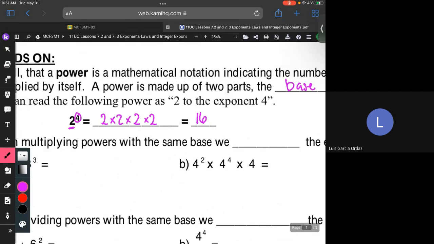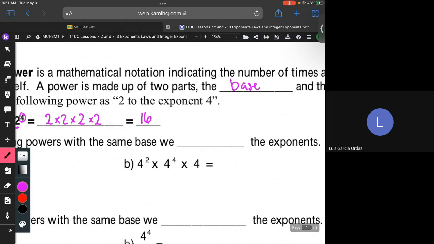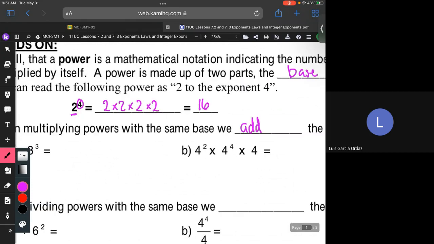So when we're multiplying powers with the same base, what are we doing with them? This is pretty simple. It should be from grade 9 and 10. We're going to add them together. We add the exponents together.